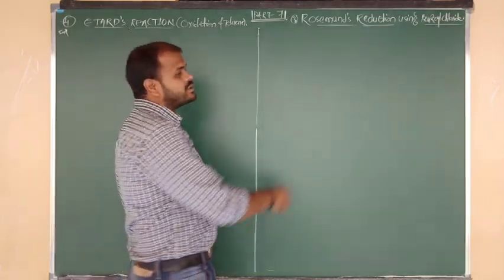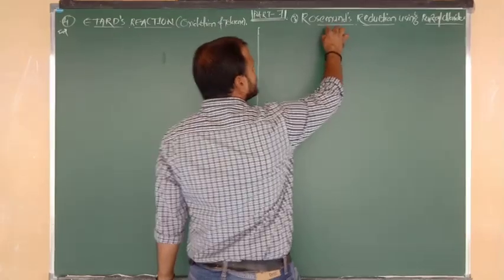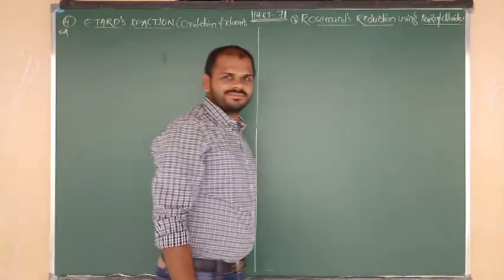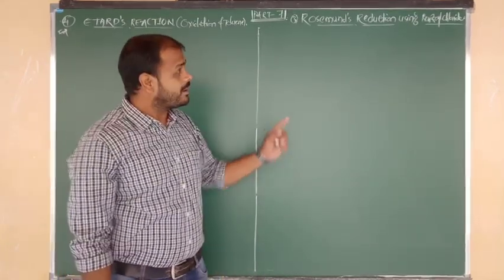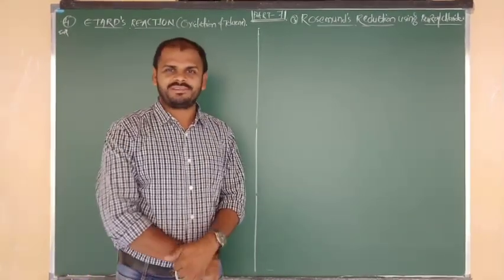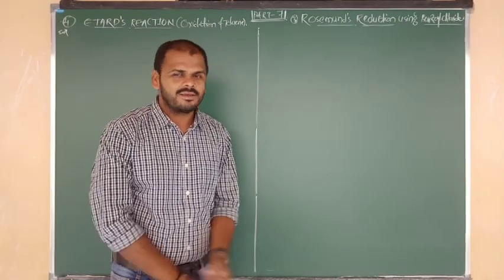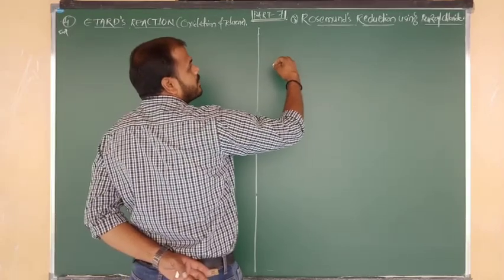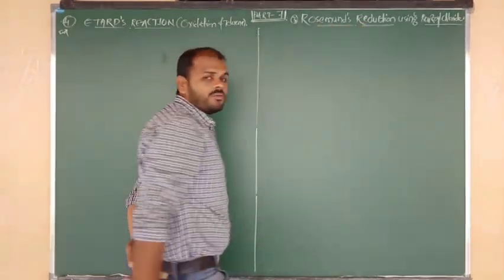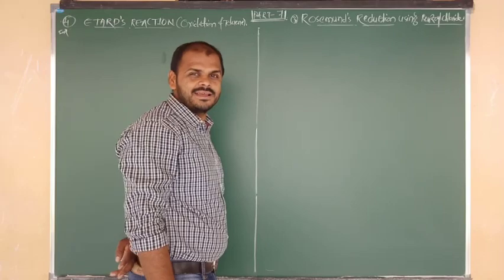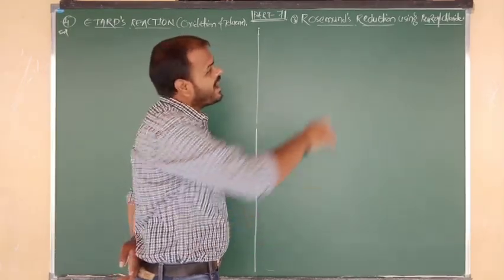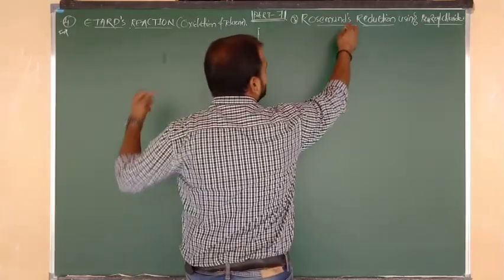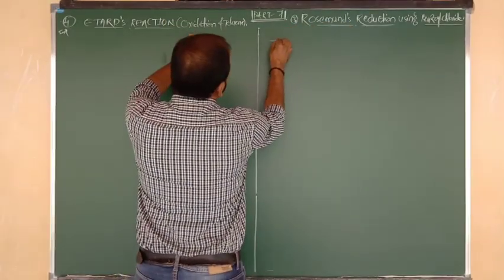One of the methods is Rosenmund's reduction using benzoyl chloride. First of all, I am going to give you the statement. Actually, in Rosenmund reduction, what we have to consider? Acid halides, and we can say acyl halides, and the example here is benzoyl halide. So what is the formula of benzoyl halide?